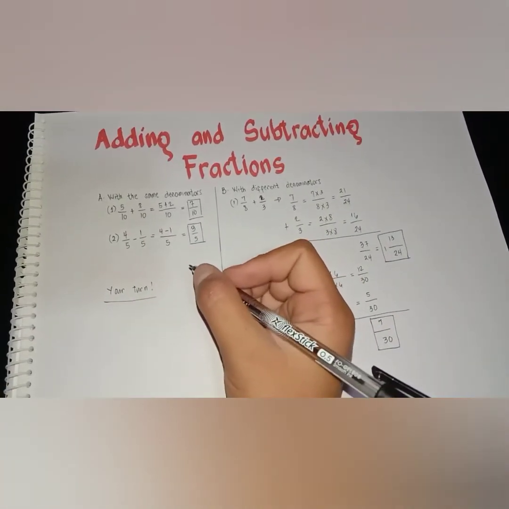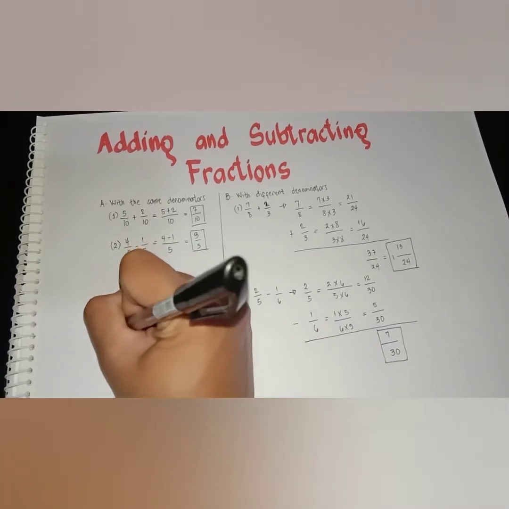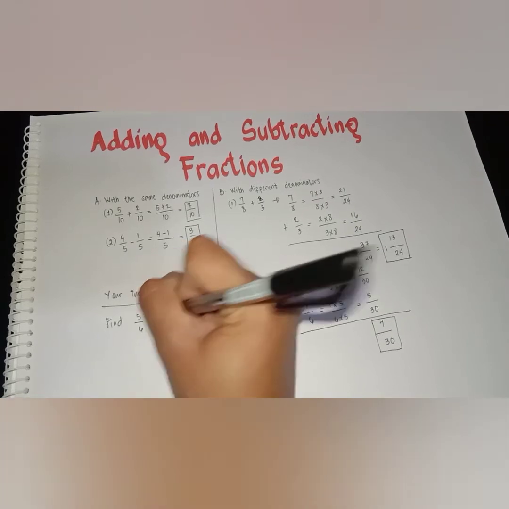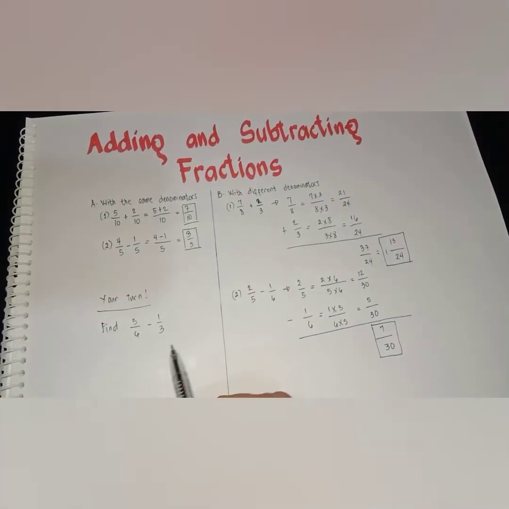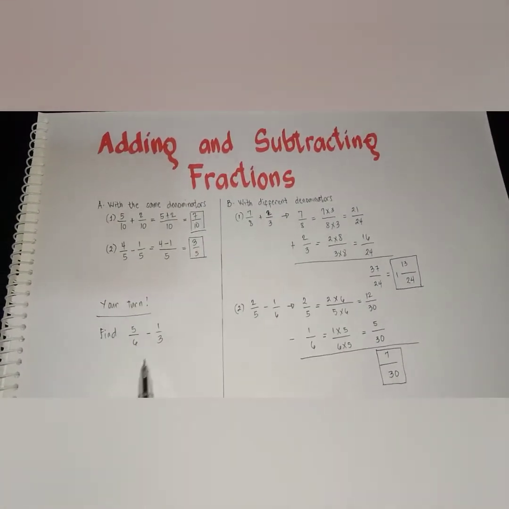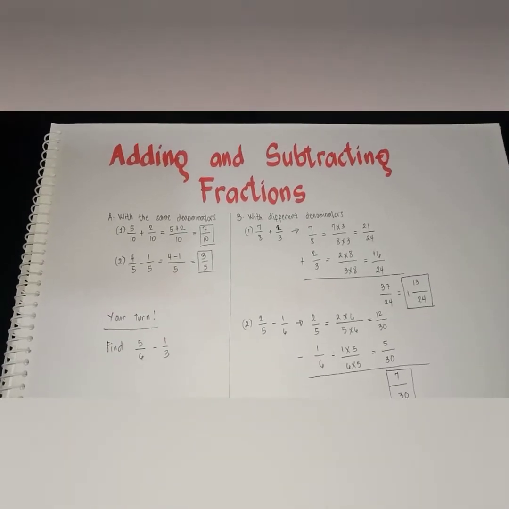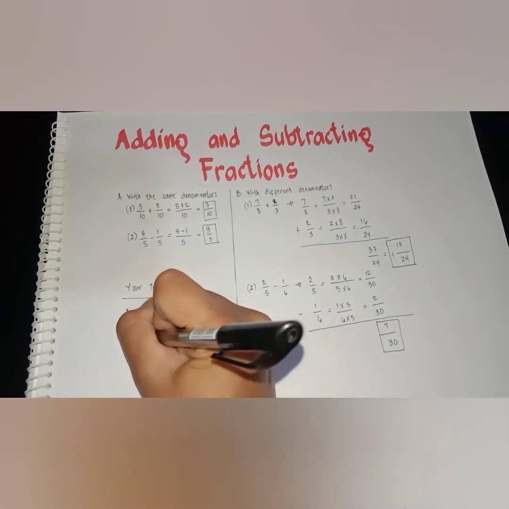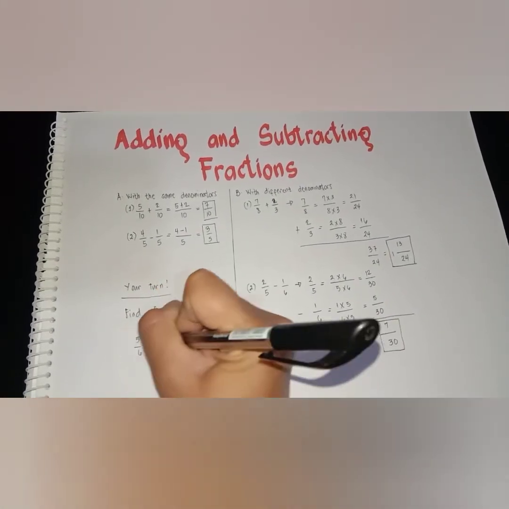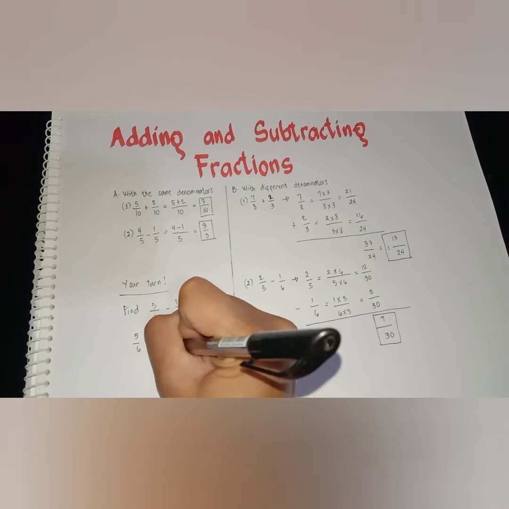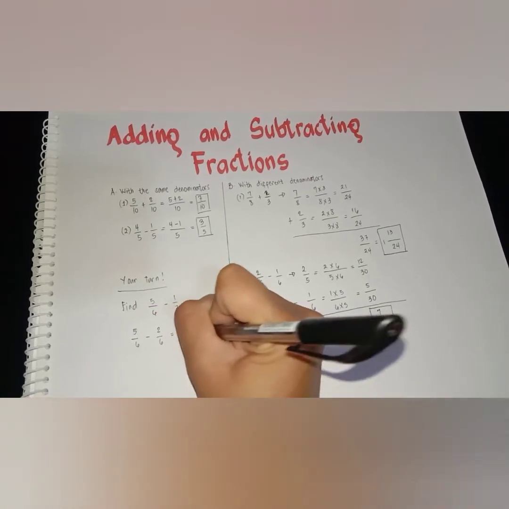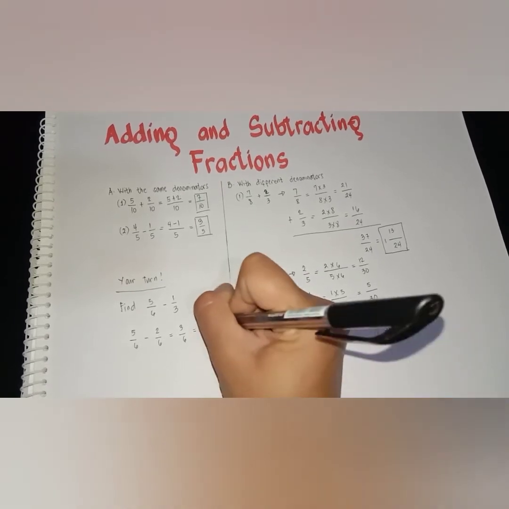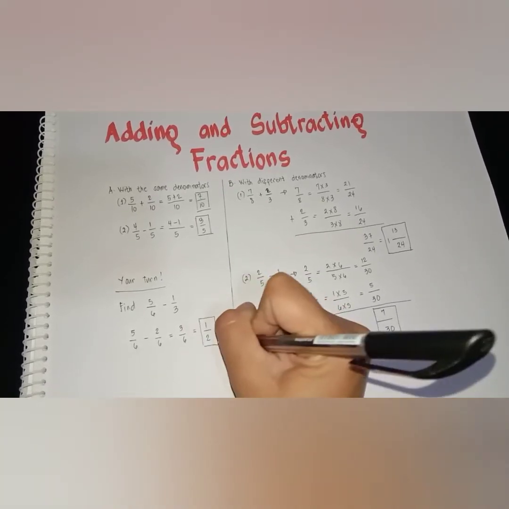It's your turn. Can you find 5 over 6 minus 1 over 3? You can pause this video if you want. The answer is 1/2. Did you get the correct answer?